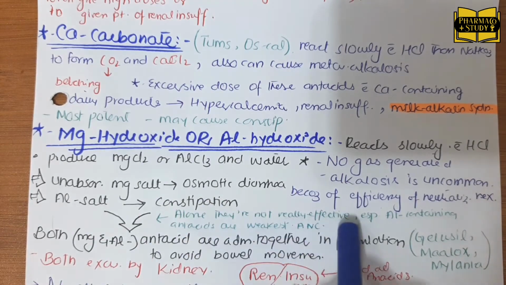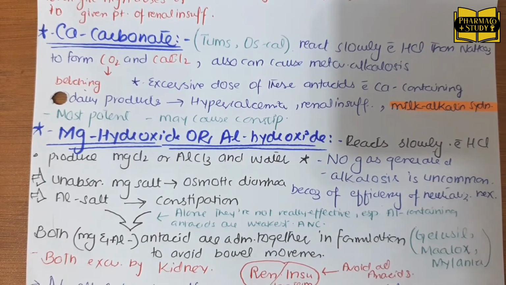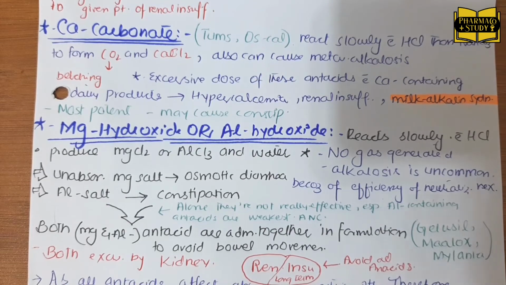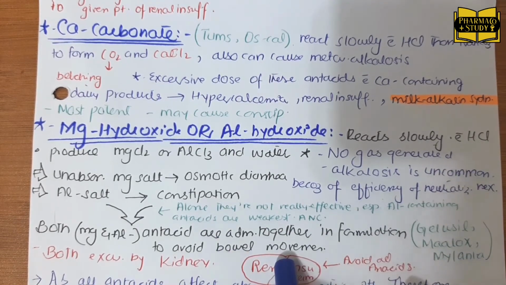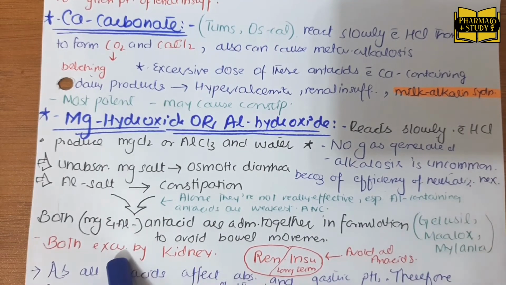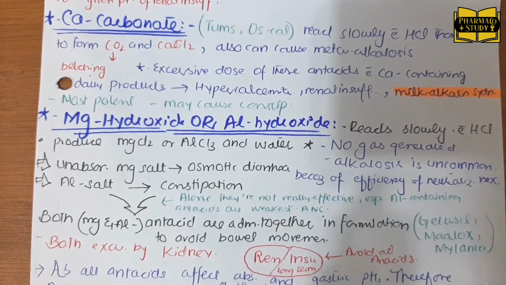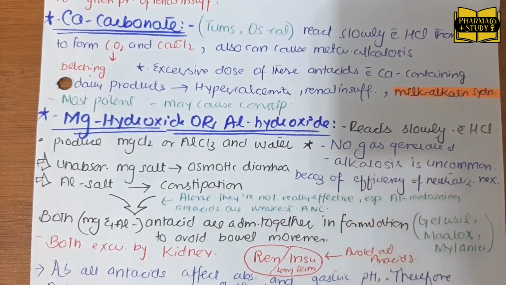Alone they are not really efficient, especially aluminium-containing antacids, which have the weakest acid neutralizing capacity. So both magnesium and aluminium-containing antacids are administered together in the formulation to avoid bowel disturbance. They come under the brand name of Digex. I will tell you one important thing about this combination, but first let us complete this lecture. Both these are excreted by the kidney, so they are avoided in renal insufficiency. In other words, all these three antacids are contraindicated in renal insufficiency.